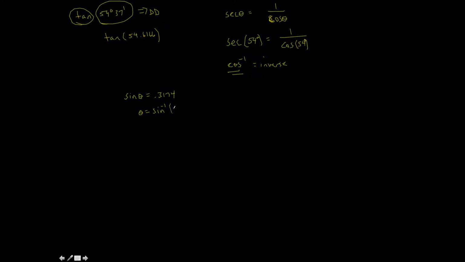The inverse will tell us the angle every time. So if you punch that out, it should be 18.506 degrees as an angle. So inverse is used to get the angle.